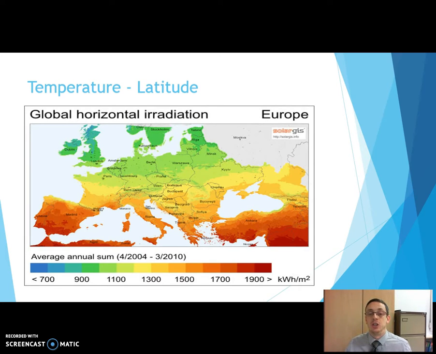Now, first, temperature, latitude. This diagram I've got here is fairly obviously a map of Europe, and it's showing you the global horizontal irradiation. Simply put, it's the amount of energy from the sun each of these areas gets as an average annual total. And you can see that the deeper red the colour is, the higher the value, and the closer you get down to blues, the lower the value. Again, we can see here that we've got much deeper reds towards the bottom of the map, towards the south, and then we climb up through the different colours as we go north, and we go through this in order.